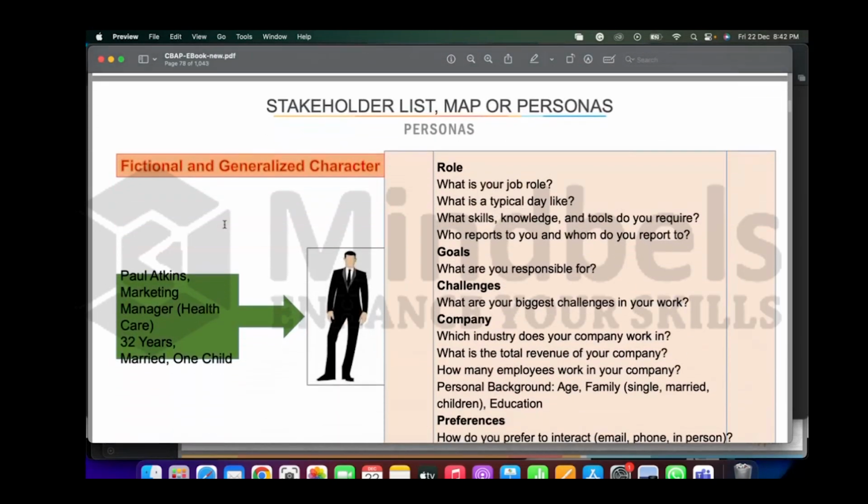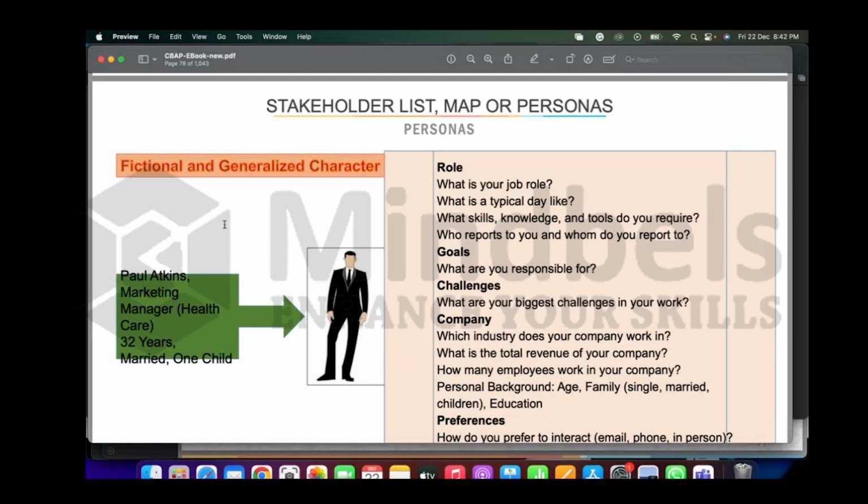So here is a personas example. Here is another example. Paul Atkins is a marketing manager with a healthcare company, 32 years old. He is married with one child. So what am I trying to do here? I'm giving you the stakeholder persona. I'm giving you more insight about this person, whoever is your stakeholder. His age is 32, he is married, he's a manager, and he has one child. That is the persona identification.